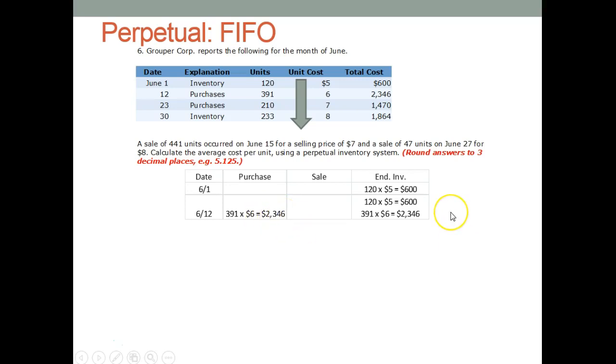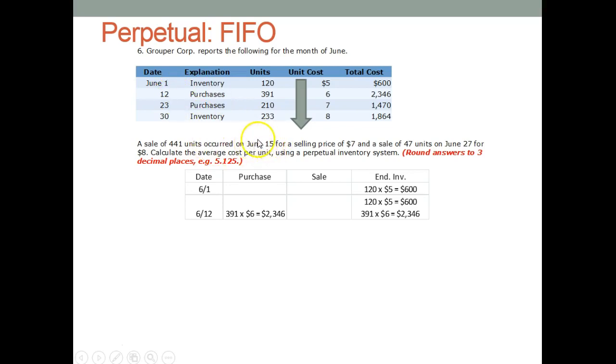$2,346. Now, very important, and most of you will think, oh, I don't want to do this, but trust me, it will help you. You're going to rewrite all your inventory in the last bucket. So you're not going to just assume, okay, I already have this 120 units. You're going to rewrite 120 units from your prior bucket and add in the new purchase, $391 at $6. All right, so that's June 1 and June 12th.